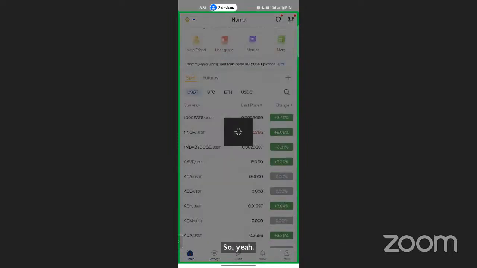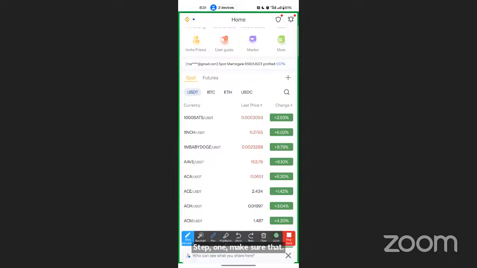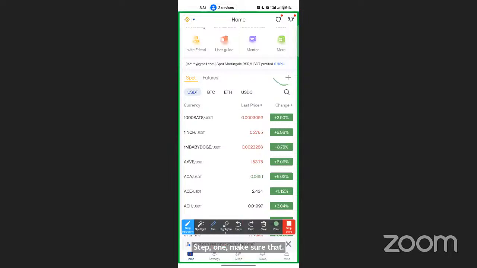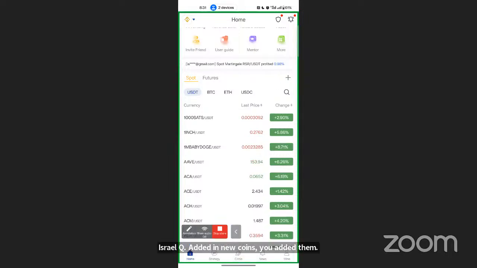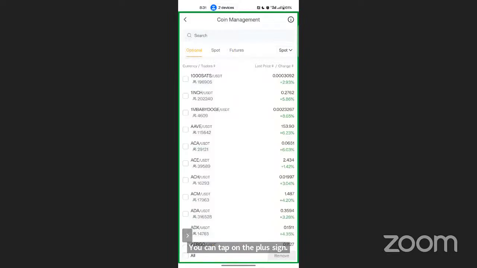Okay, now we are here. These are our coins. Step one, make sure that if royalq added new coins, you add them. So you tap on the plus sign. Then when you tap on this plus sign, you tap on spot, you make sure all the new coins have been added. Step number one.